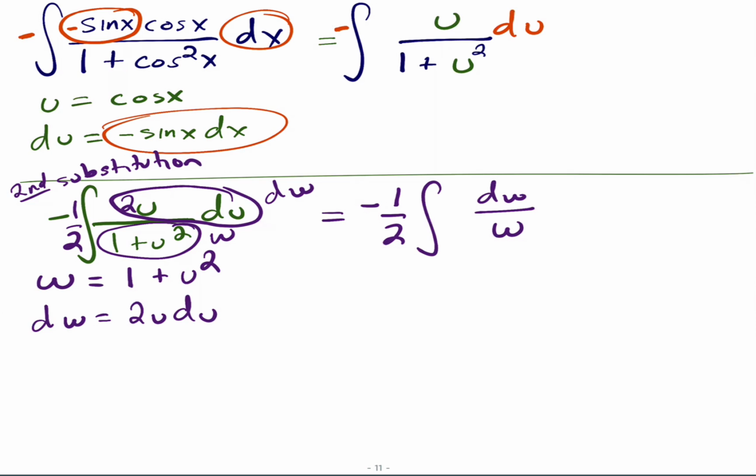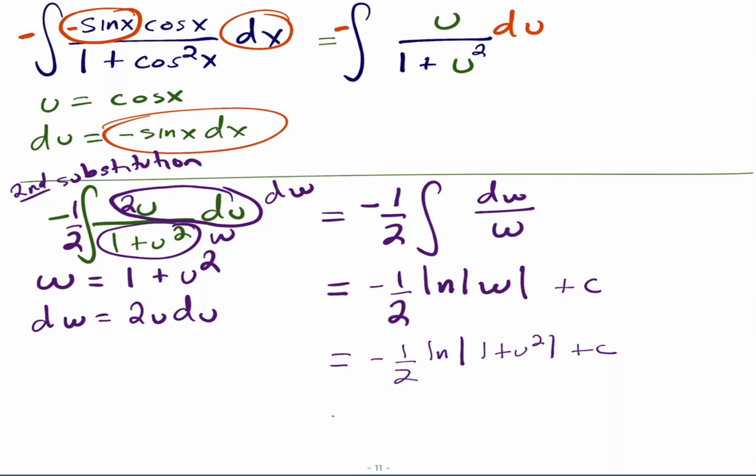And what's the antiderivative of that? What is it? No substitution. That's just ln of w, right? Because it's the same as 1 over w dw, right? So since we did 2 substitutions, we just need to go back twice, right? So this is going to be minus 1/2 ln of 1 plus u squared plus c, right? Which is minus 1/2 ln of 1 plus cosine squared x plus c.